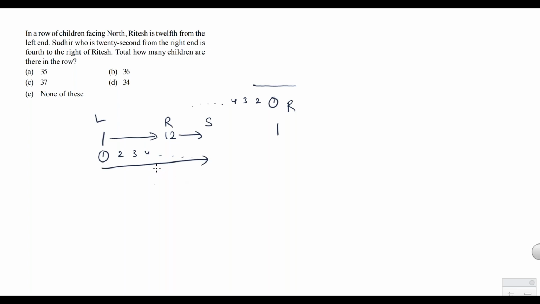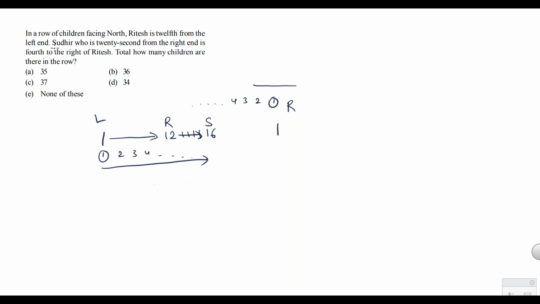Sudhir is 4th to the right of Ritesh. Then what is Sudhir's position from the left hand? From the left hand we got 16th position, Sudhir's position.